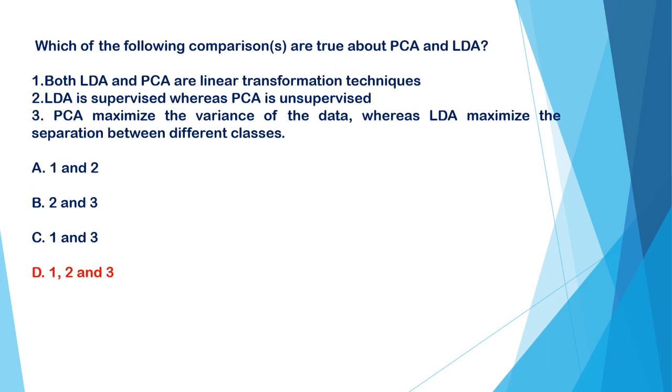Which of the following comparisons are true about PCA and LDA? First, both LDA and PCA are linear transformation techniques. Second, LDA is supervised whereas PCA is unsupervised. Third, PCA maximizes the variance of the data whereas LDA maximizes the separation between different classes. The options are: A, first and second; B, second and third; C, first and third; D, first, second and third. And the correct option is D.